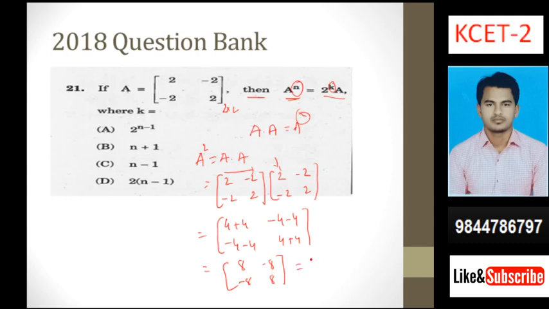Then 4 be the common term. 2 minus 2 and 2. It means 2 square into A. It means K equal to 2. Let us see which condition will exist. If n equal to 2, 2 minus 1 is 1, but we need k equal to 2. Sorry, 2 minus 1 is 1, 2 to the power of 1 is 2. Okay, it may exist.